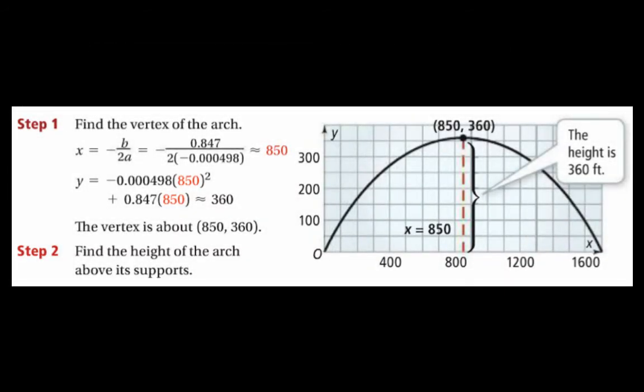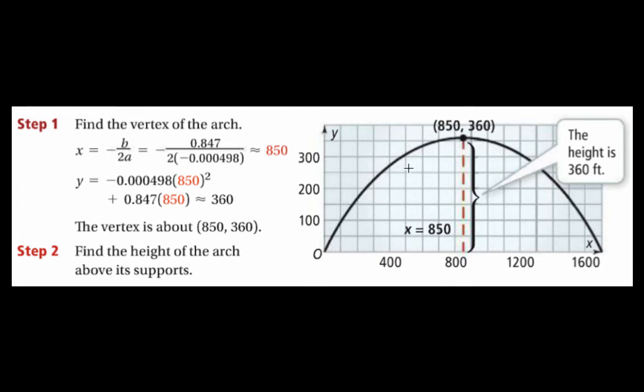So to find the vertex of the arch, here's what we did. The difficult part of this problem would be to generate the equation that models that parabola. Without that, we'd be stuck here. But we can find the x-coordinate of the vertex from our equation. Here we're plugging our values into that form, and we get approximately 850 for the x-coordinate of the vertex. If we substitute that value in for x and solve for y, we get 360. So the vertex is about (850, 360).